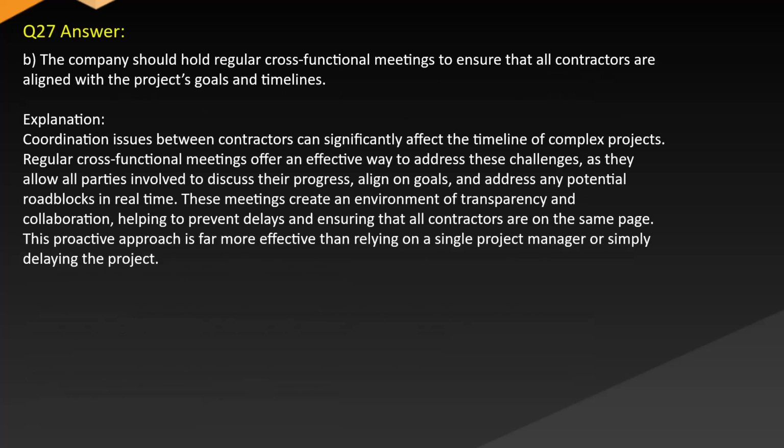Answer: B. The company should hold regular cross-functional meetings to ensure that all contractors are aligned with the project's goals and timelines. Explanation: coordination issues between contractors can significantly affect the timeline of complex projects. Regular cross-functional meetings offer an effective way to address these challenges, as they allow all parties involved to discuss their progress, align on goals, and address any potential roadblocks in time.